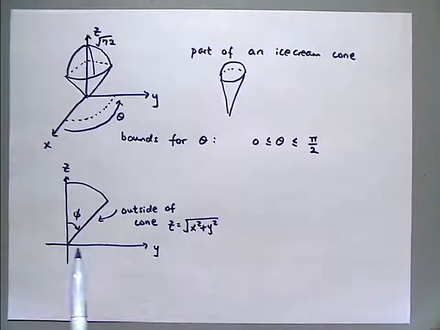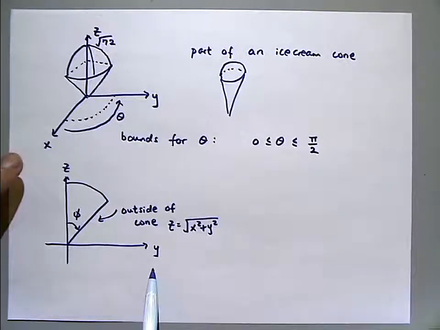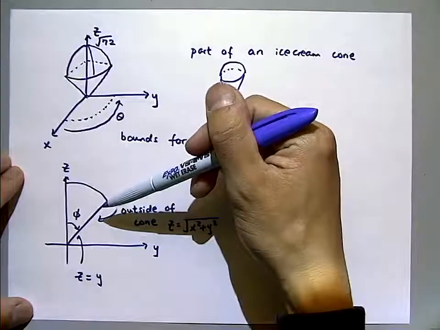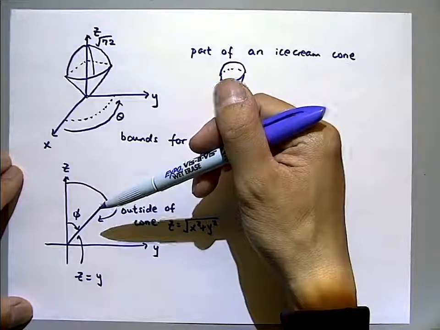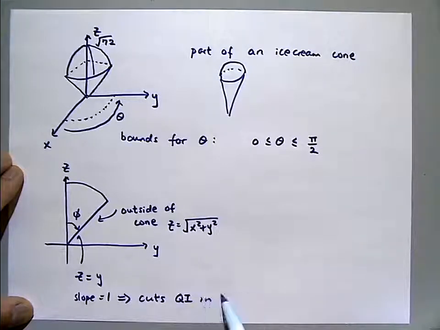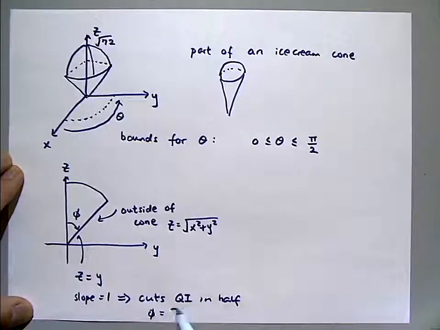Let me give you a hint. What is the equation of this line in the zy plane? Z is equal to y, right? So what's the slope? 1. Slope of 1 means what angle? 45 degrees, exactly. Slope is equal to 1, so it cuts the first quadrant in half, which has 90 degrees, right? So, therefore, phi in this picture right here must be pi over 4.